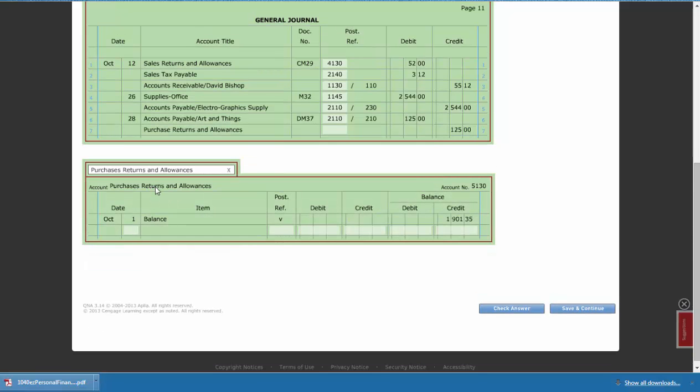Purchases, returns, and allowance is a contra account to the account purchases. It is only there to keep track of things that we take away from our purchases account. So we're going to have the date is the 28th, post reference is G11. And we are going to credit purchases, returns, allowance $125. Purchases normally has a debit balance, so purchases, returns, and allowance as a contra account will have a credit balance. So I'm going to add $125 to its balance.